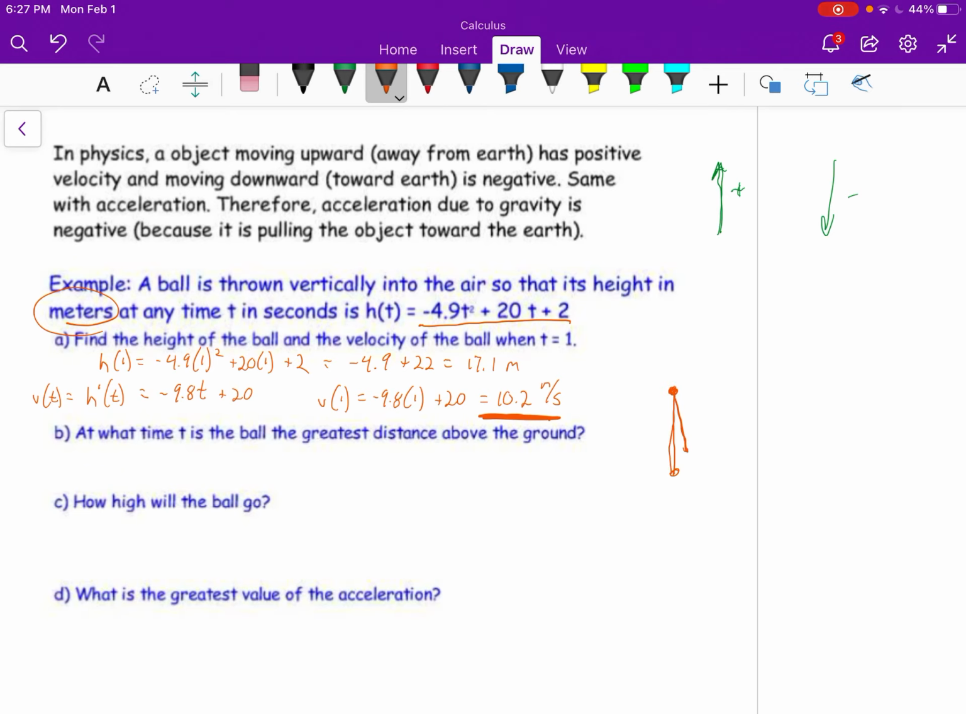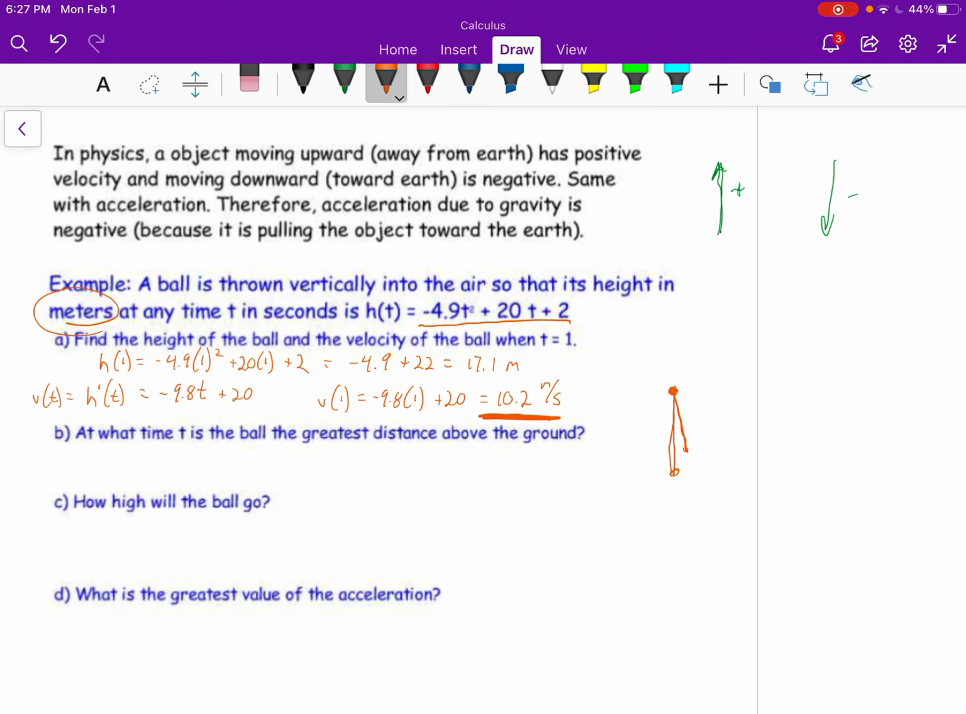We could subtract 20 from both sides. So negative 9.8 t equals negative 20. And we can divide both sides by negative 9.8. Dividing both sides by negative 9.8 gives us 2.0408. So when the time is 2.0408 seconds, that is the time when it's at its greatest distance above the ground.